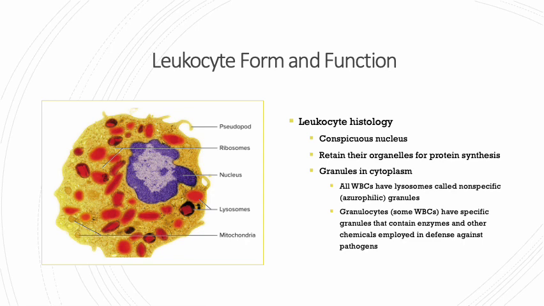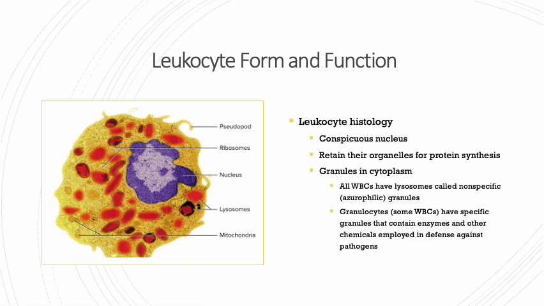White blood cells are a little bit different in the fact that they have a nucleus and they retain their organelles for protein synthesis. So if proteins need to be created, the leukocytes are going to retain the organelles that are responsible for that. So it's going to retain its nucleus because it needs its DNA and RNA. It's going to retain its ribosomes. It's going to retain its rough ER. And it's going to retain its Golgi. All of those things are involved in protein synthesis.